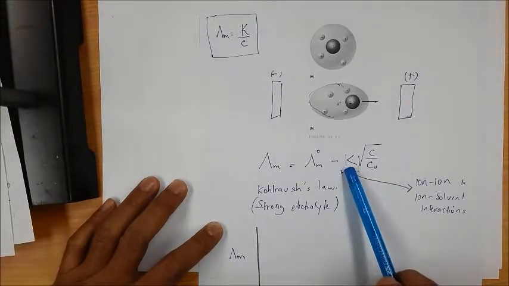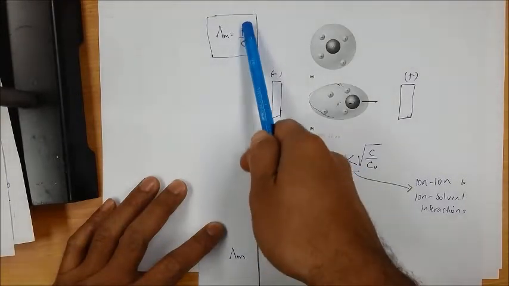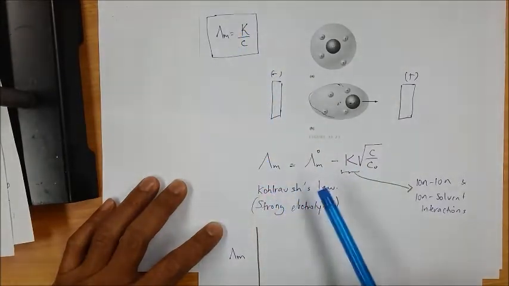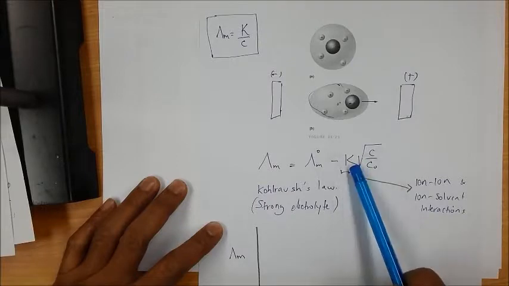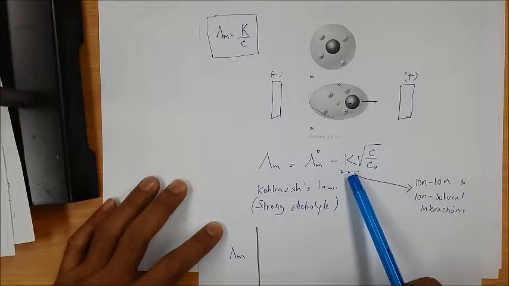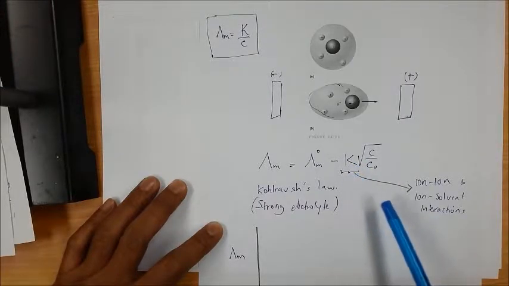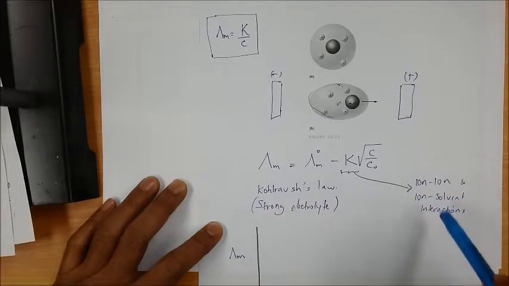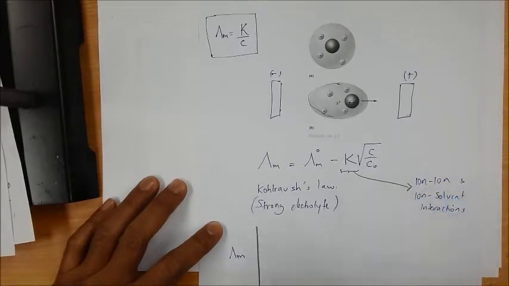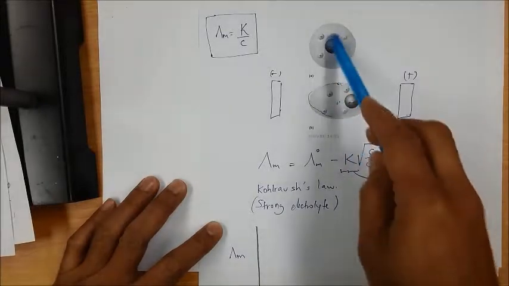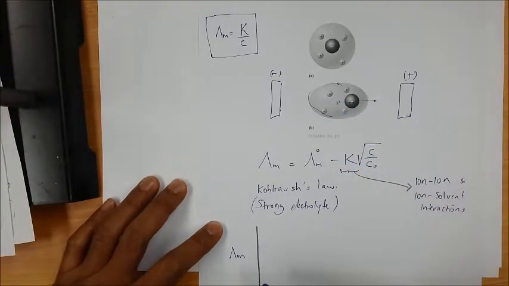Now, this K, the constant, is different from this kappa, right? Please know the difference. K here, the constant, is a collection of other constants which describe the ion-ion interaction and ion-solvent interaction. Okay, you're familiar with this graph from the lecture.